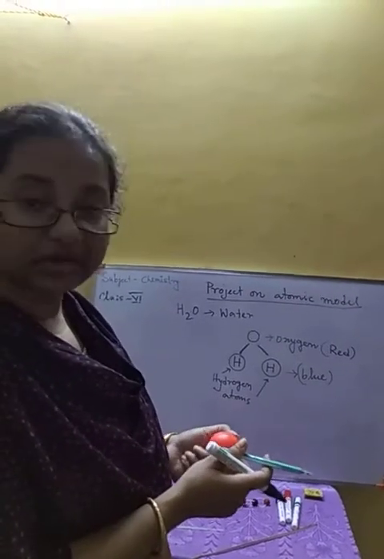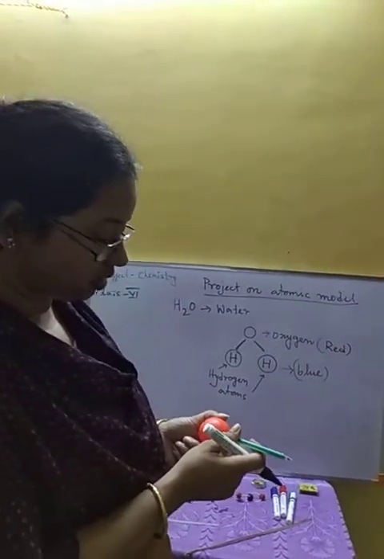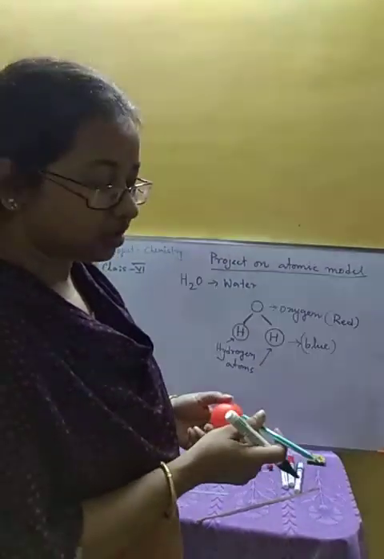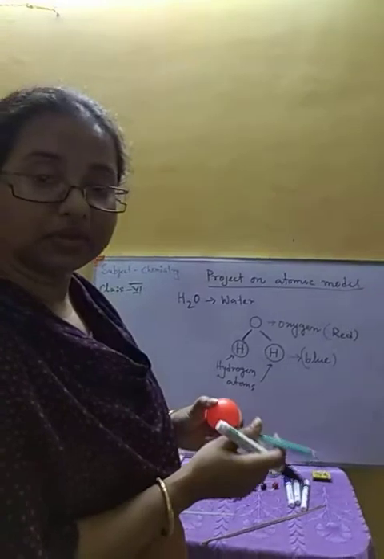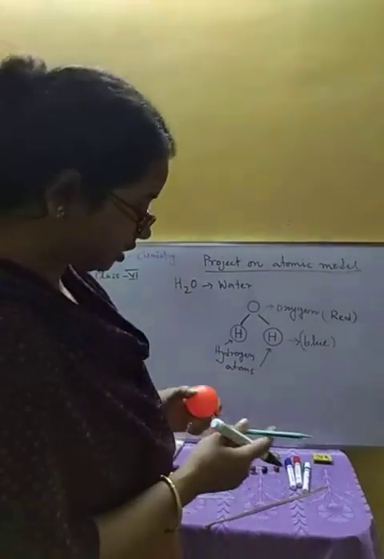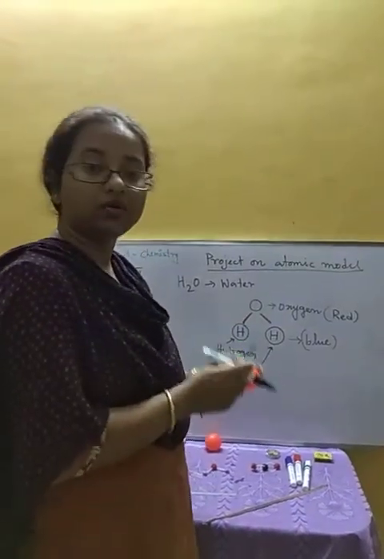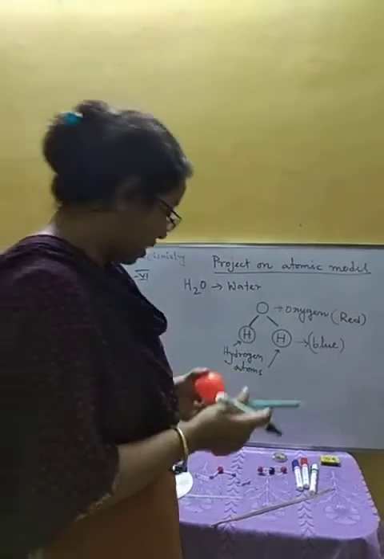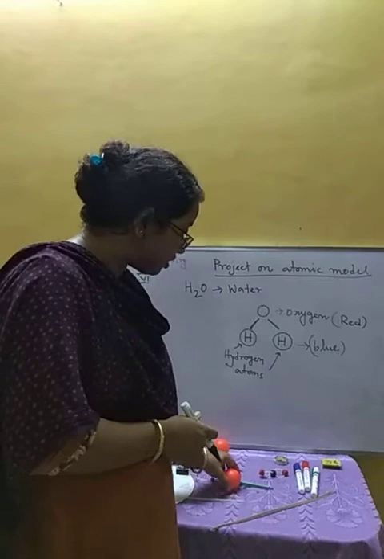Okay, so don't try to do that on your own. It's a bit risky, as you are using fire and all, so you just take the help of the guardians. So in this manner you have to make the hole in the plastic ball, and you will be placing the bonds.